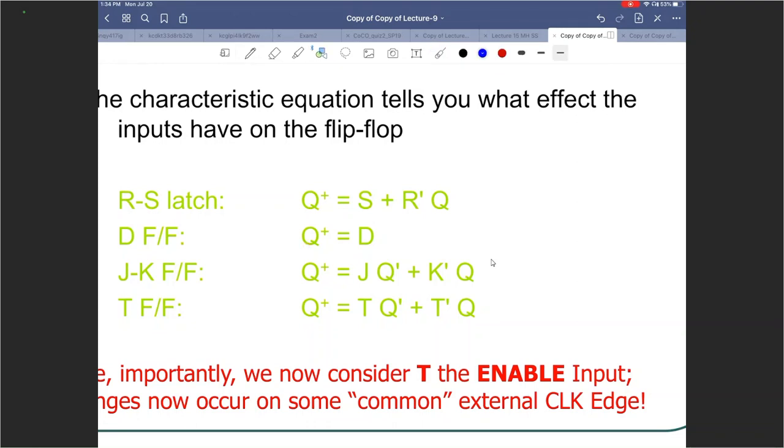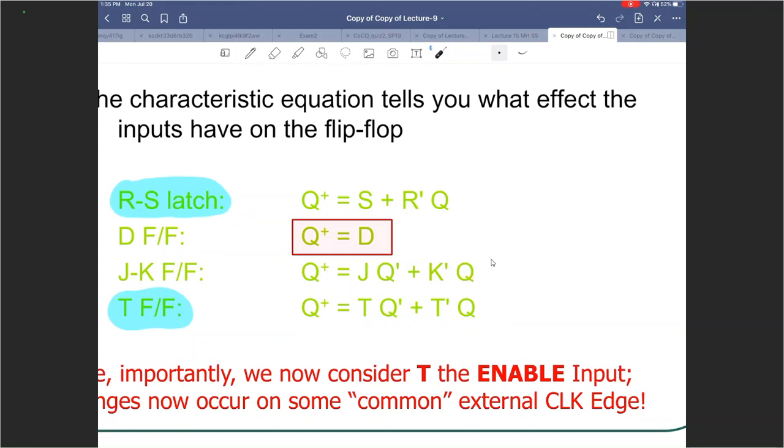And I would box this up mainly because what you will see in this lecture has everything to do with that characteristic equation, Q plus equals D. Then JK flip-flop, which has the functionality of SR and toggle, right? JK is a combination of set, reset and toggle. The characteristic equation of that is J Q complement or K complement Q, which we have derived in the morning.